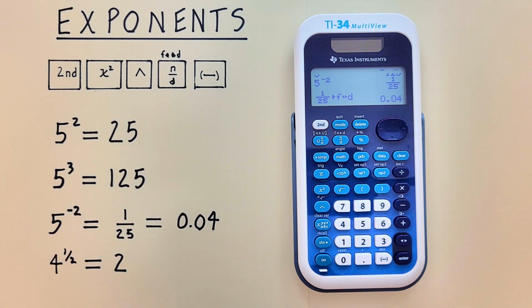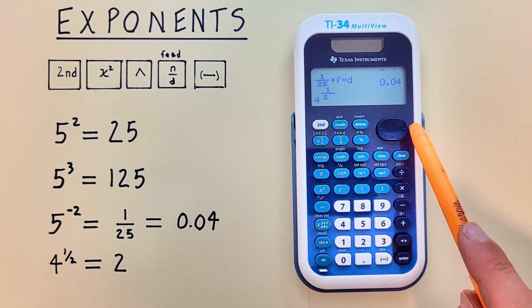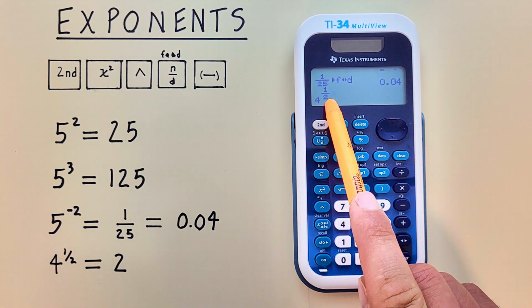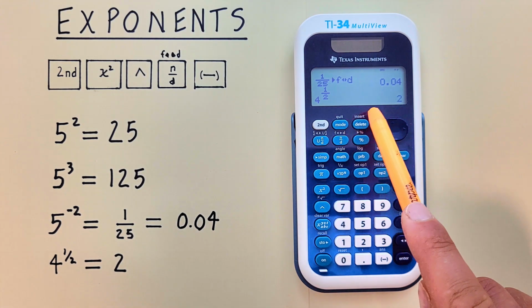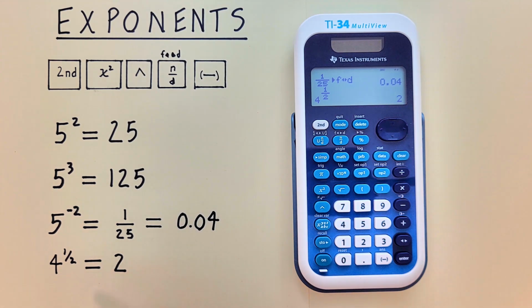What if our exponent is a fraction, like say 4 to the power of 1 over 2? Well, to do that, first we put the 4 on our screen, and then the up arrow or caret key, and then we hit the top part of our fraction, so the 1, and then the fraction key here, so that that 1 becomes the top part of our fraction, and then we hit the 2, and we can scroll out of there. So we have 4 to the power of 1 over 2, hit enter, and see we get the result of 2, which is correct.